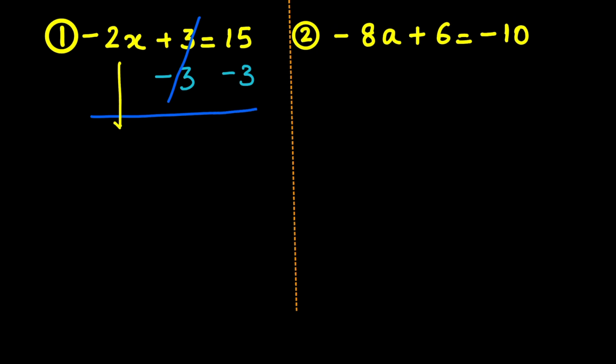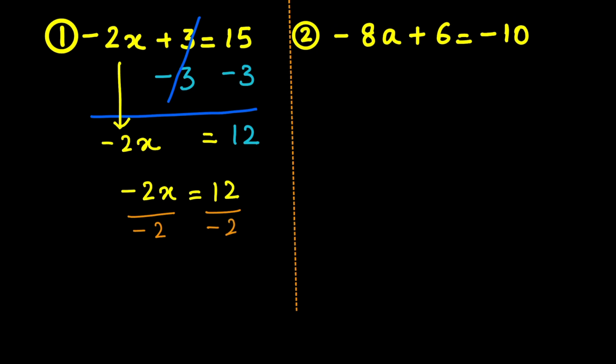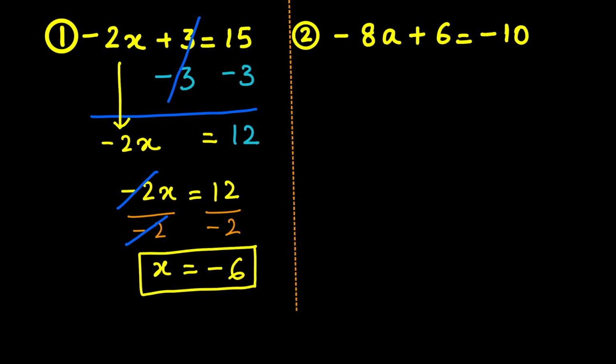Under minus 2x, we write minus 2x equals 15 minus 3. So this is a plus sign. 15 minus 3 is 12. So we get minus 2x equals 12. Now dividing by minus 2 on both sides to isolate the variable x, this minus 2 and minus 2 cancel. So we get x is equal to 12 divided by minus 2, which is minus 6. So x is equal to minus 6 is the answer for this.